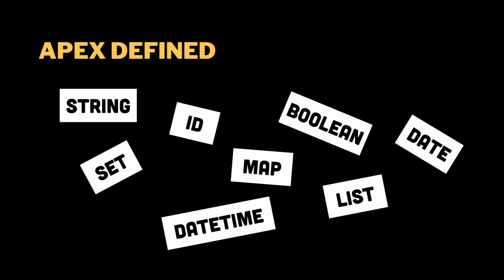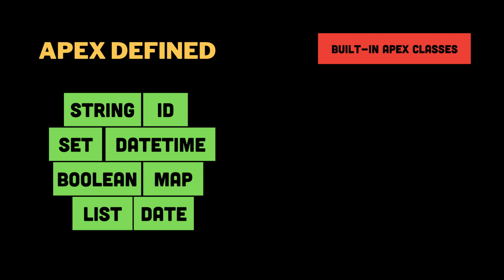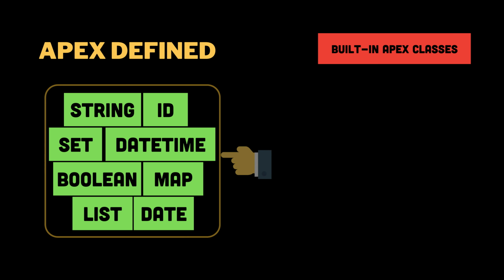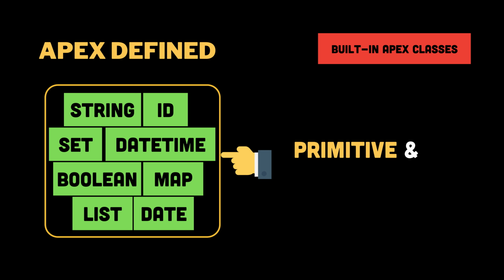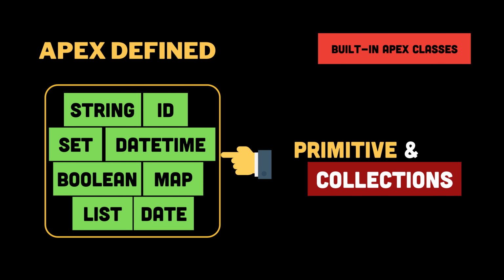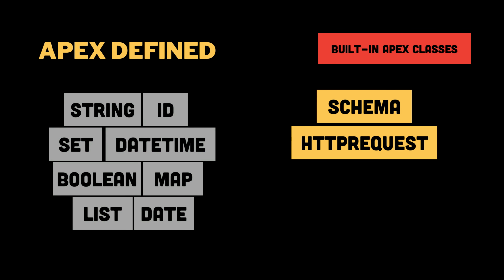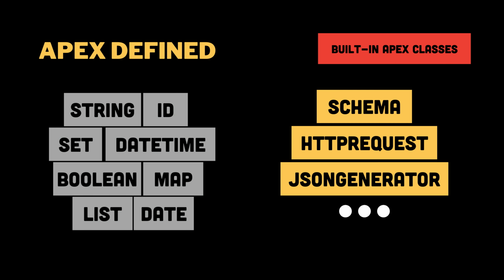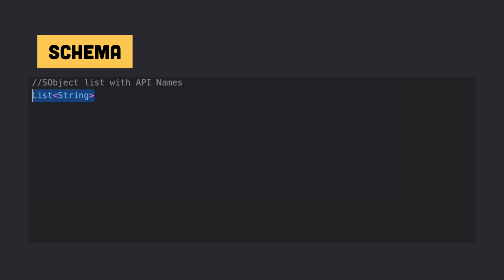Coming to Apex-defined types for collection, we have already gone through some of the Apex-defined data types, which are nothing but built-in Apex classes provided by the programming language itself. Till now, we have briefly discussed only the classes that are related to data types. However, there are various other Apex classes such as schema, HTTP request, JSON generator, and many more that can be used to deal with other types of data in Apex. To get the full list of classes, check out the links in the description. Let's start with the schema class.